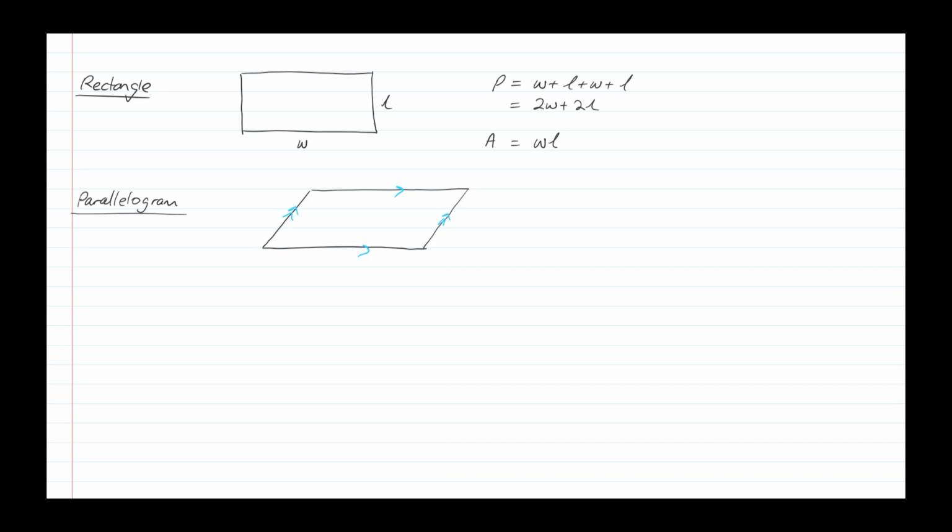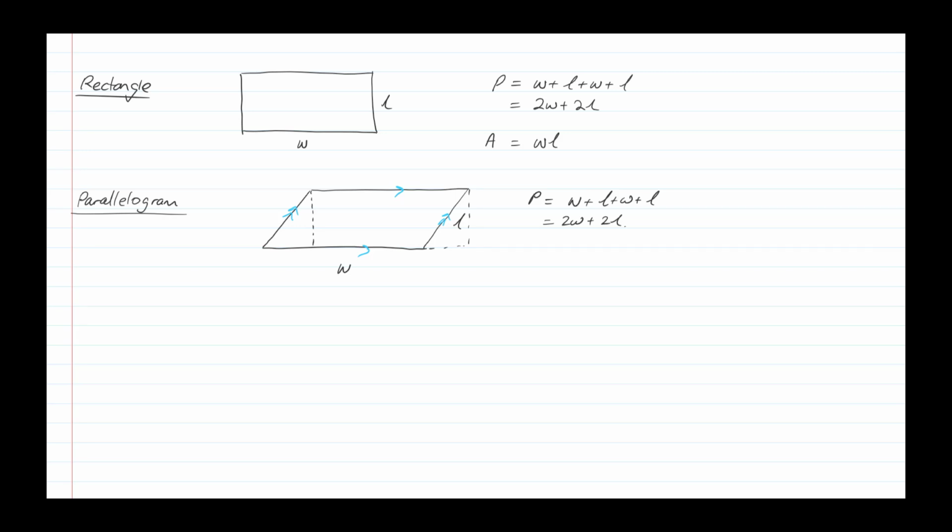And so we don't know a lot about the angles in this parallelogram, but we do know that we can calculate the perimeter. If I call this width and length, then the perimeter is again going to be width plus length plus width plus length, which is 2 width plus 2 length. But there's a slightly different formula for area, and hopefully you've seen the old cut the triangle off the end here, move it over to here, and you get a magic rectangle situation.